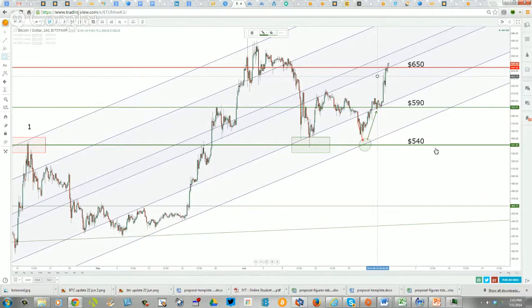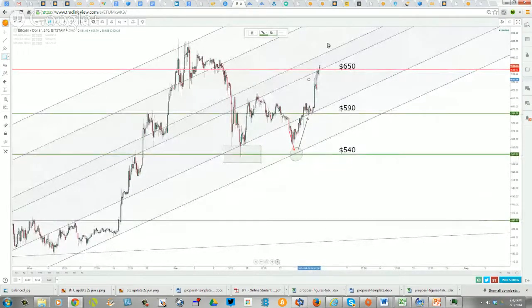So you're right, we're back up at 650 now. We know that 650 is significant. We know that the market didn't manage to get much above 650 at its last attempt, but we also know that this channel is giving us the room to go way higher than that, right?